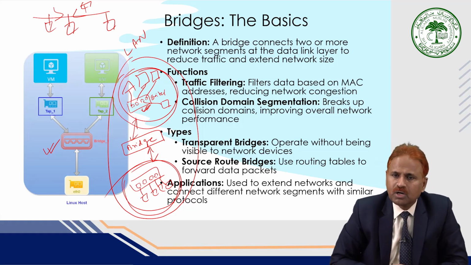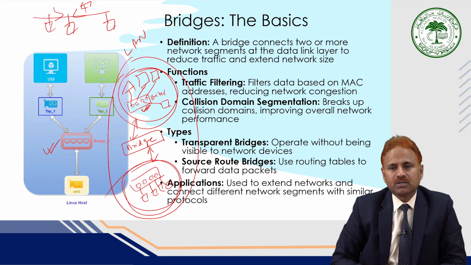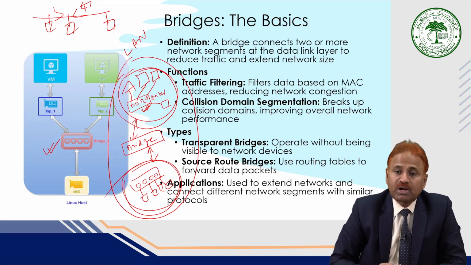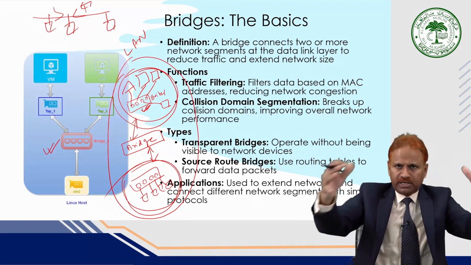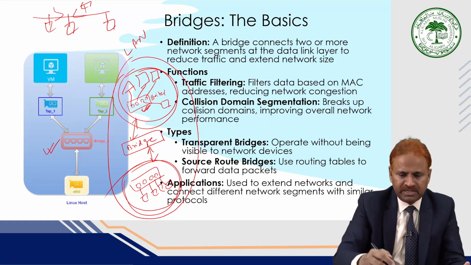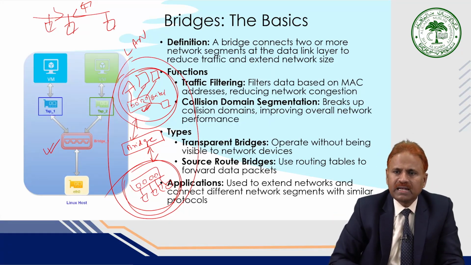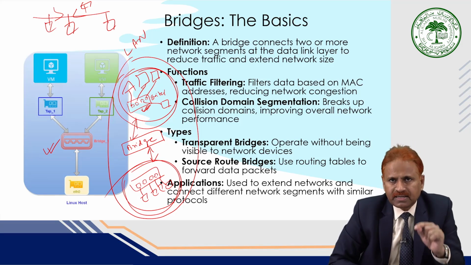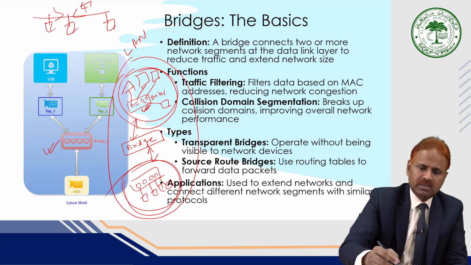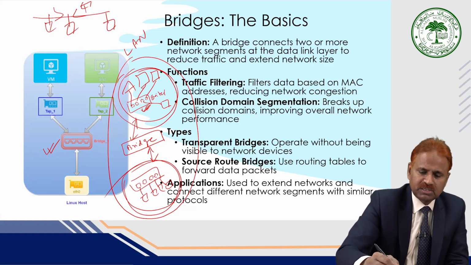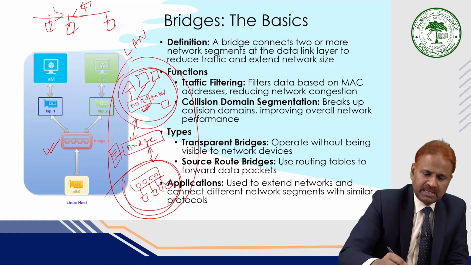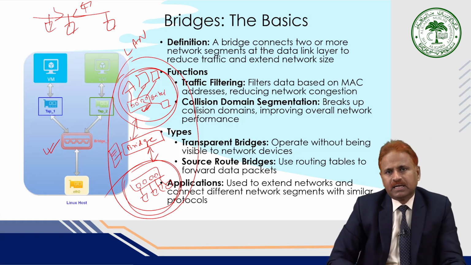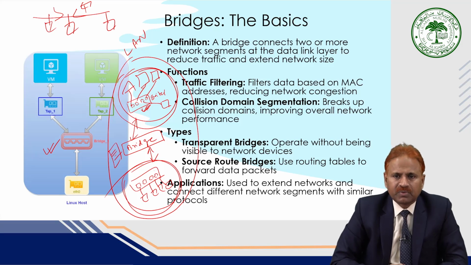Two types of bridges are there. One is known as the transparent bridge, another is known as the source route bridge. Transparent bridges operate without being visible to network devices. It will appear to you that the whole network is the same, with no in-between devices. That is the meaning of transparent. While source route bridges use a routing table to forward data packets. If information is to be transmitted from this computer to that computer, the bridge maintains a routing table, and accordingly the message is transmitted to the different networks through which it is connected.